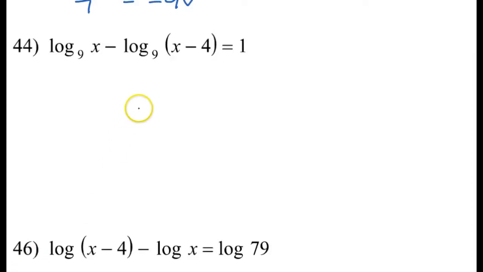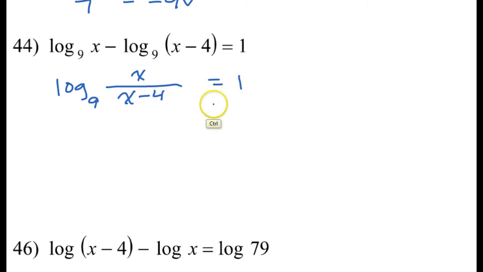All right, problem number 44. First, I would do the quotient rule. So I could rewrite this as log base 9 of, and so when it's subtraction, it condenses down to a division problem. So this is going to be x over x minus 4, and this equals 1.